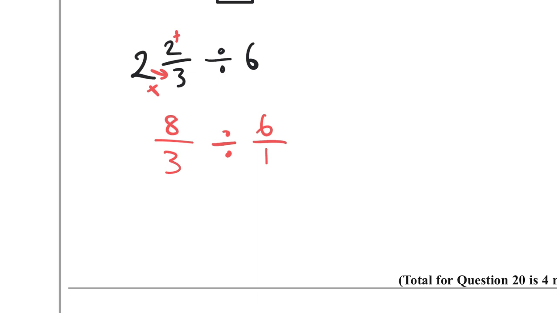Now, I could go through how this method works, but I'm not going to do that, because we're just trying to get the marks here. We're going to use a method called keep, change, and flip. Okay, it's like KFC, but F and C are backwards. So we're going to keep 8/3 the same. We're not going to change it. We're going to change this divide sign to become a times sign. Then we're going to flip this fraction upside down.